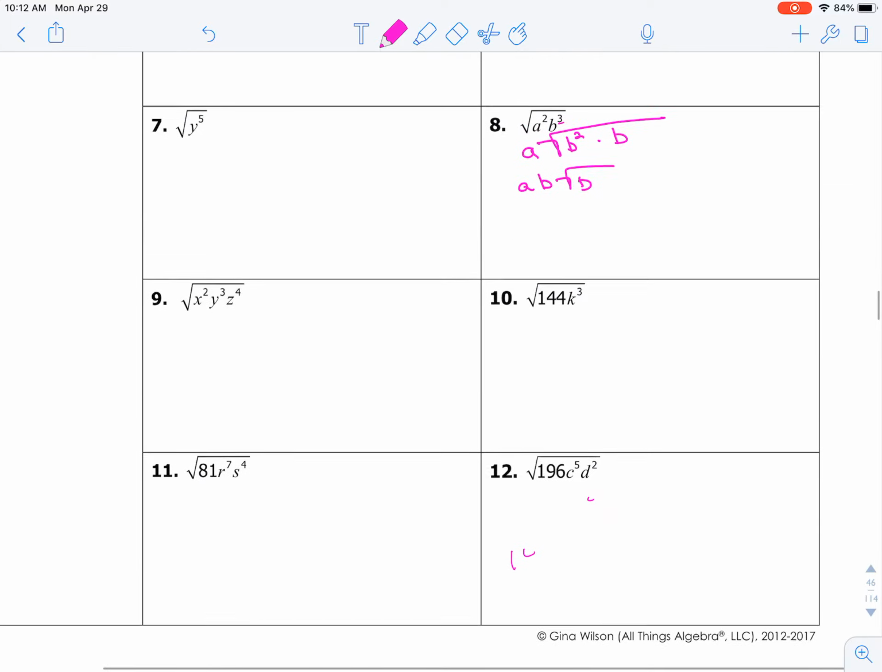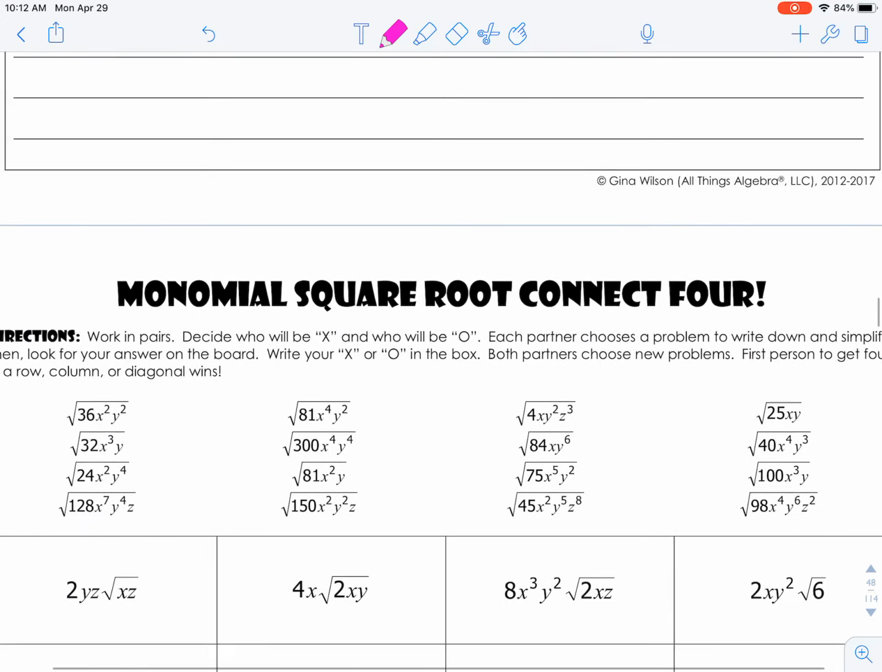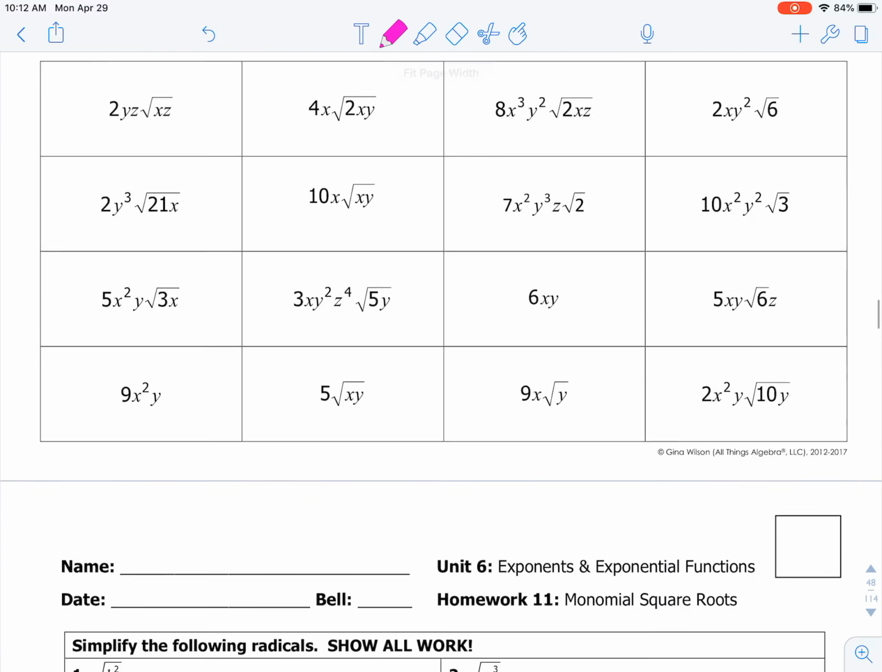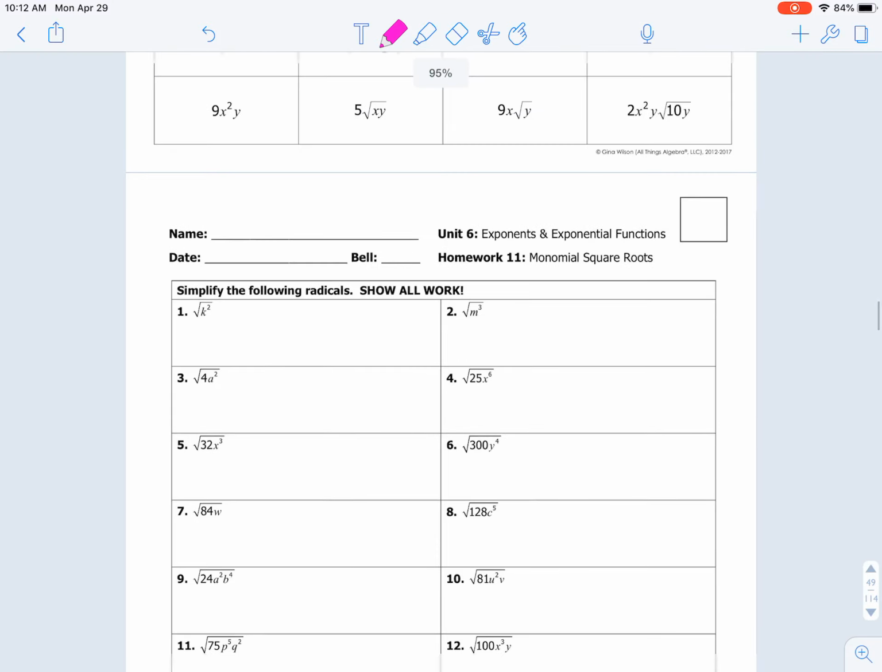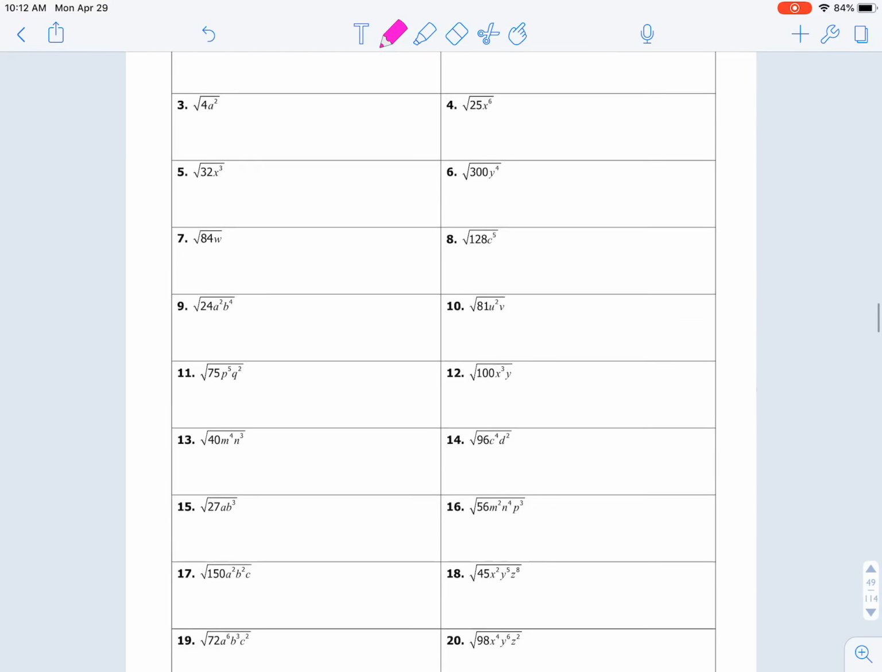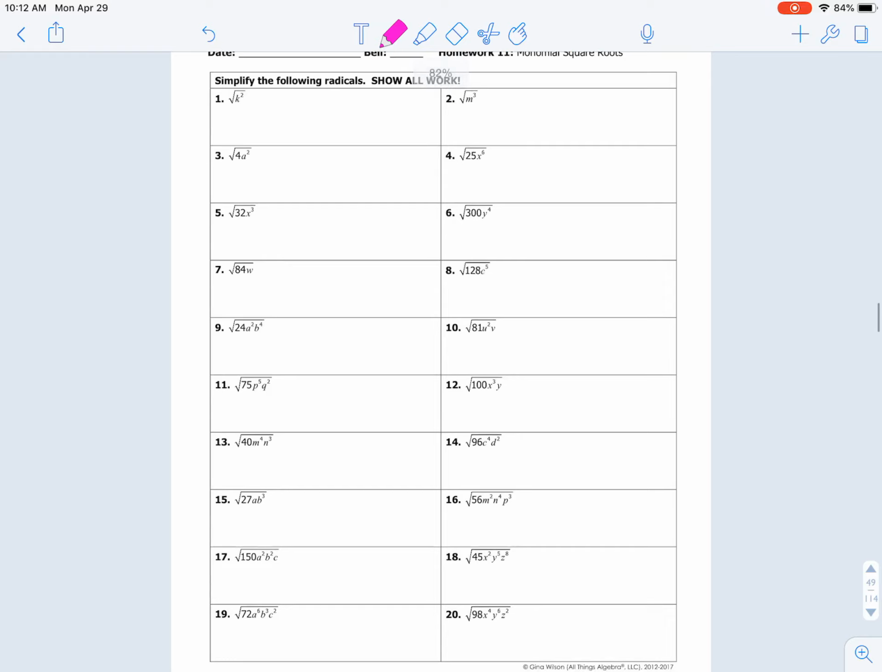So work your way through 1, 2. You may scratch that one out. And then 3. It's a lot of practice, but like I said, it's not time consuming. It's just tricky. So practice makes perfect.